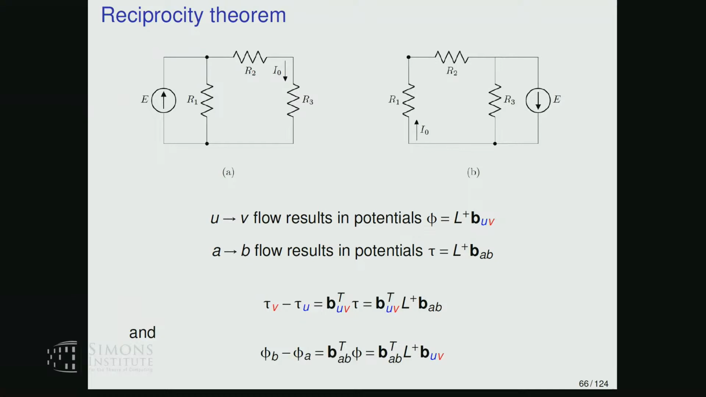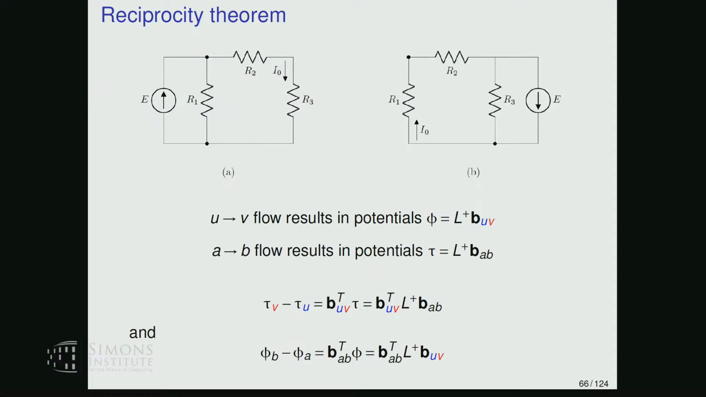To find such a pair AB, we will use something that some of us may have learned in high school in electrical networks classes. This is known as the Reciprocity Theorem. The Reciprocity Theorem says that the potential difference induced on a pair AB by sending a unit of current from U to V is the same as the potential difference induced on UV when you send a unit of current from A to B. So you can reverse the experiment. It's all the same.